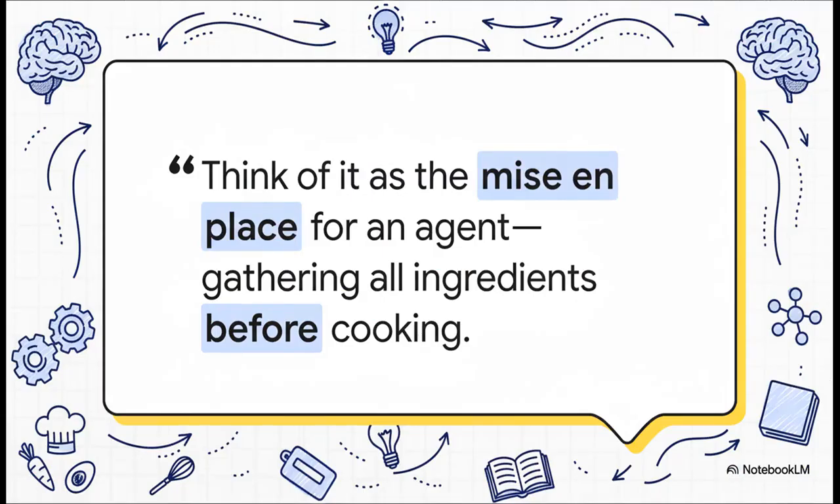You know, the perfect way to think about this is like a chef's mise en place. Before a chef starts cooking, they don't just grab random things from the fridge. They gather, chop, and organize every single ingredient they'll need. That is exactly what context engineering does for an AI. It gets everything prepped and ready to go.